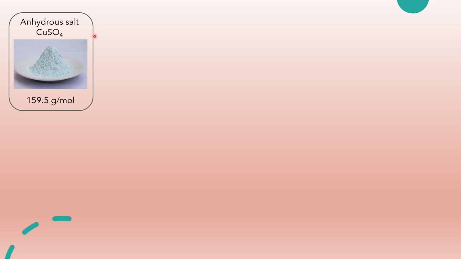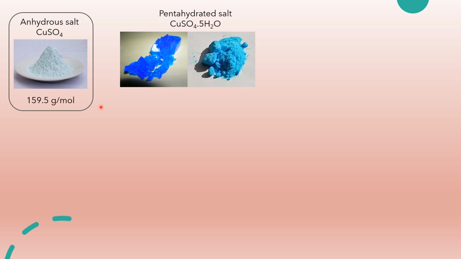Imagine you buy this salt, cupric sulfate. If you buy the anhydrous salt, that means without any water, you would get a white powder, and the molar mass of this salt is 1 copper, 1 sulfur, and 4 oxygens. So the molar mass of this salt is 159.5 grams per mole. What if you buy the hydrated salt?